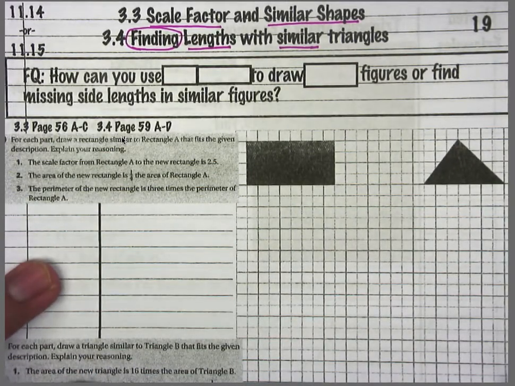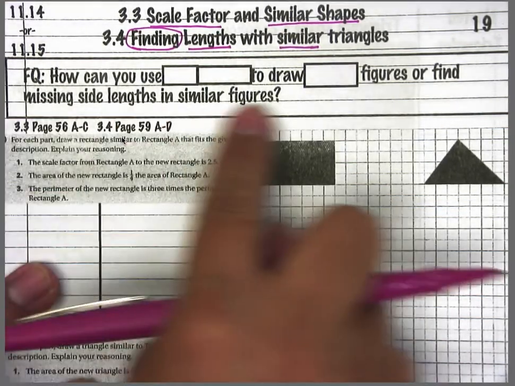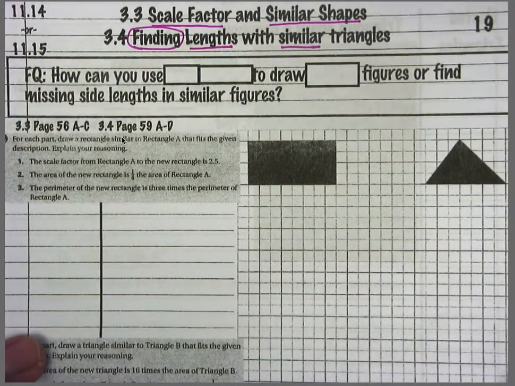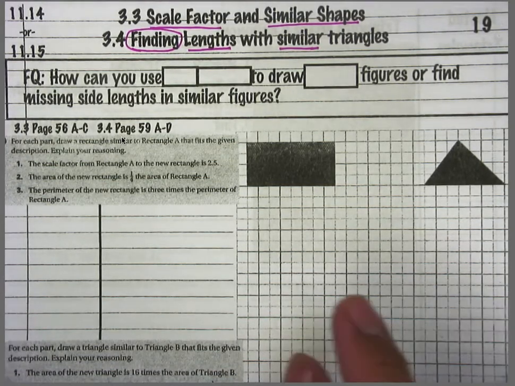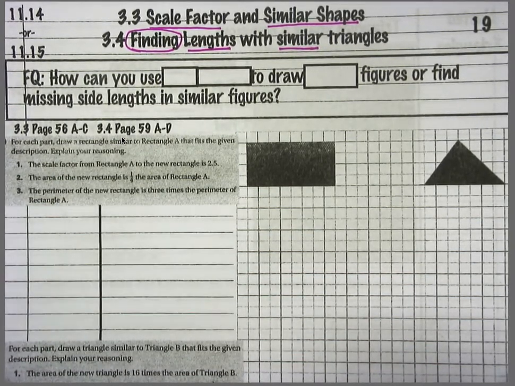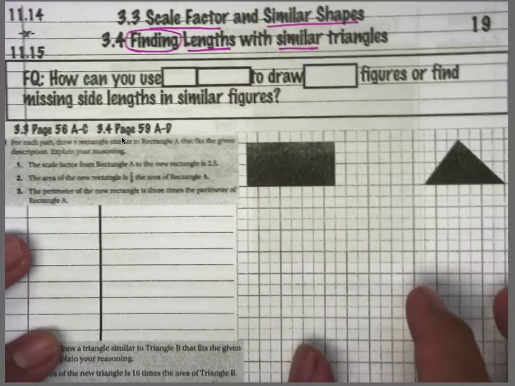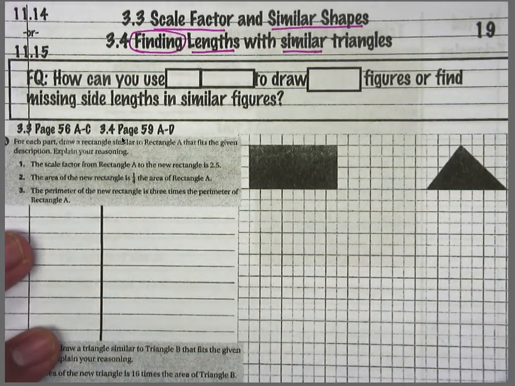Okay, so our focus question, I usually do this in red, but again, this is a printout, so this is usually our red lettering. So how can you use blank and blank to draw blank figures or find missing side lengths in similar figures? Okay, if you can figure it out, go ahead and write it in. I'm going to give it a little bit of time. Pause the video so you can fill it in. If you want to talk about it with your group, discuss what you think these 3 words are going to be. Once you've made a discussion, go ahead and fill it in, play the video, and see what comes up.